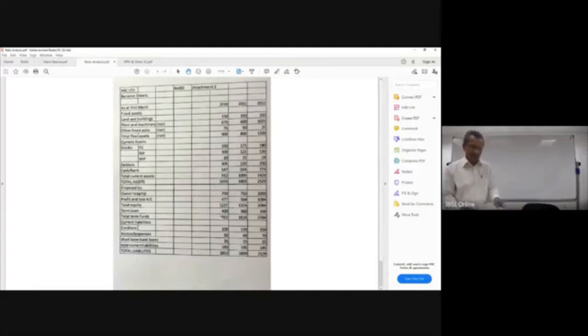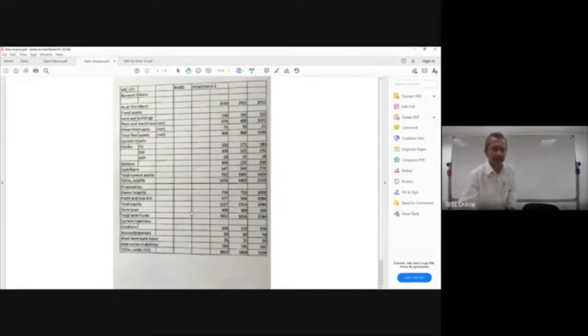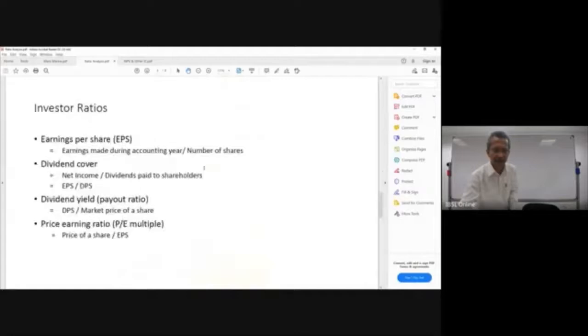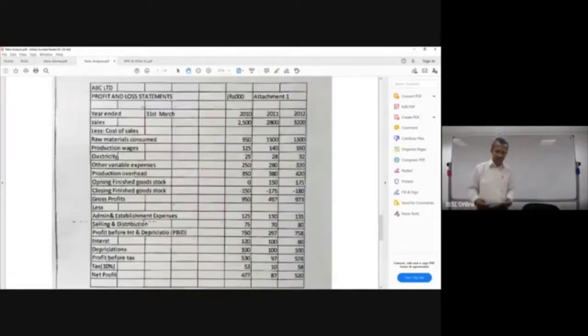Profitability ratios, 2011 and 2012. So we have to go to the profitability. Are you all there? Can someone speak? Yes. Okay, thank you.